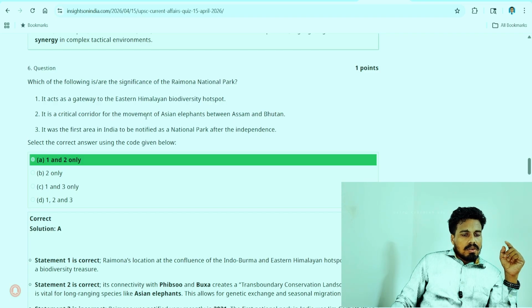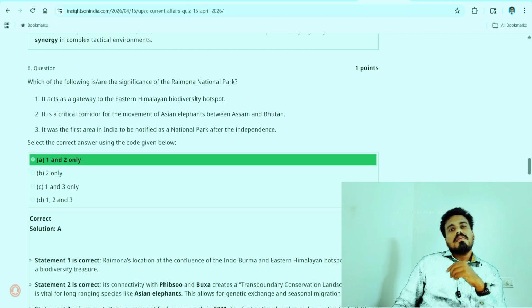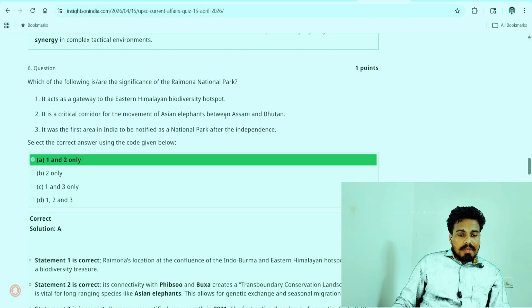It is a critical corridor for movement of Asian elephants between Assam and Bhutan. Okay, let it be a corridor between Assam and Bhutan, and we will analyze the first statement. Then it acts as a gateway to Eastern Himalaya biodiversity hotspot. If it comes between Assam and Bhutan, it should definitely act as a bridge to the Eastern Himalayan biodiversity hotspot. So that's how we mark 1 and 2 only.